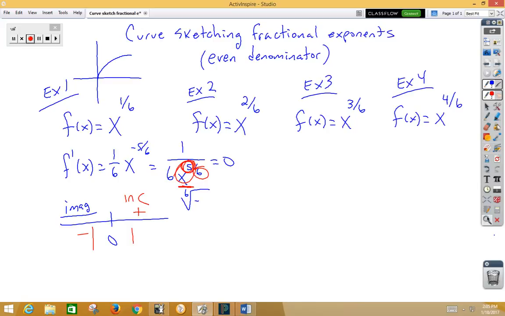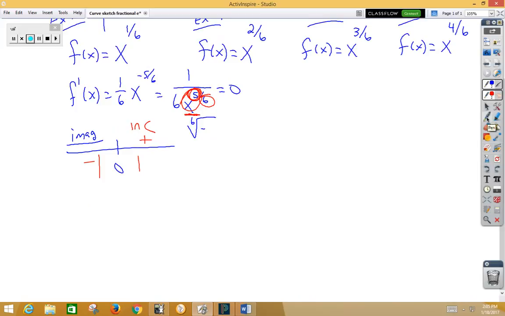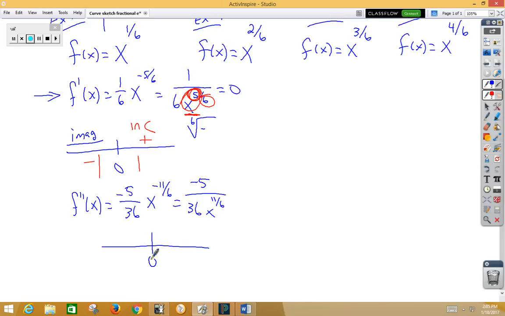So let's go ahead and do concavity to the right, and let's verify that that's going to be concave down. So our second derivative, and we're going to come back up to our first derivative and look at that, would be negative 5 over 36 x to the negative 11/6, which can be rewritten as negative 5 over 36 x to the positive 11/6. Well, again, we still have a problem at 0. I don't have to worry about things to the left because we already had imaginary numbers. So I'm only testing positive 1.